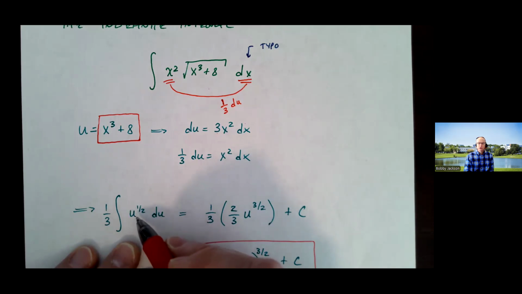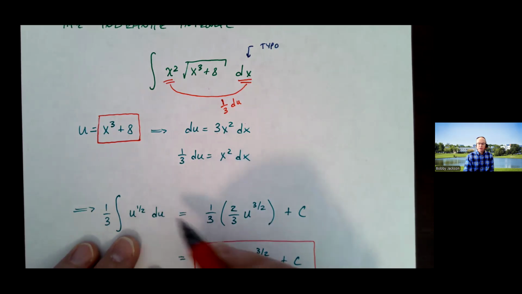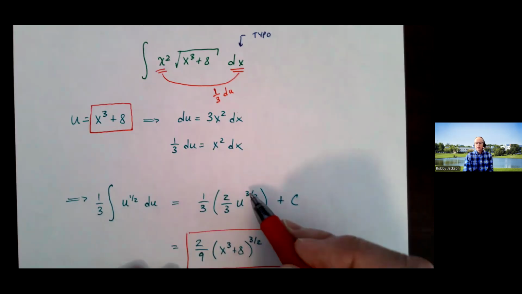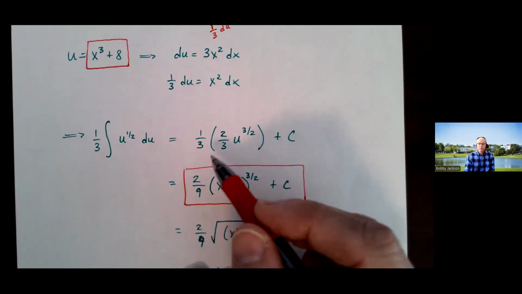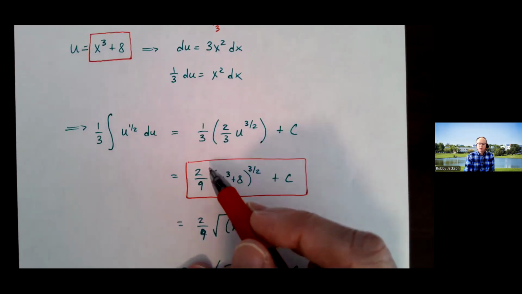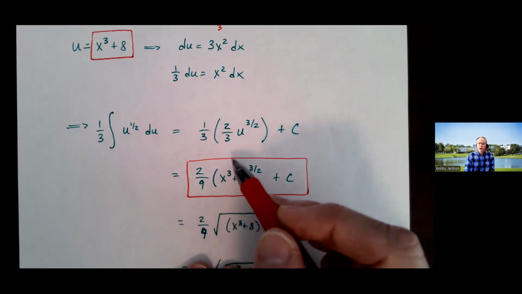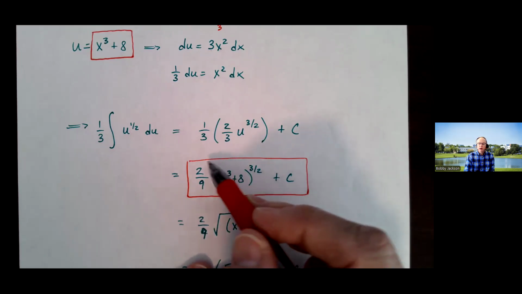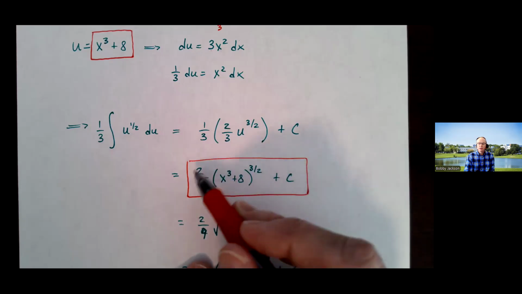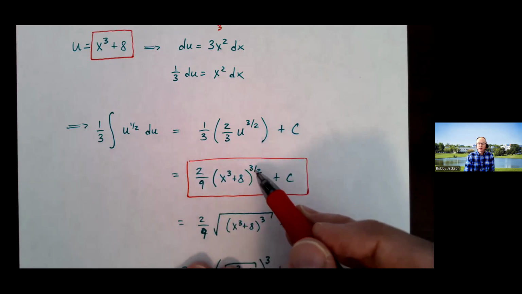We know this is just the power rule. So add 1 to 1/2 gives me 3/2. So it's u to the 3/2 divided by 3/2, which is the same as multiplying by 2/3. Clean that up. 1/3 times 2/3 is 2/9. And then I have u is x cubed plus 8 to the 3/2 power. This is the way I want it on the test. Leave it as a fractional exponent.